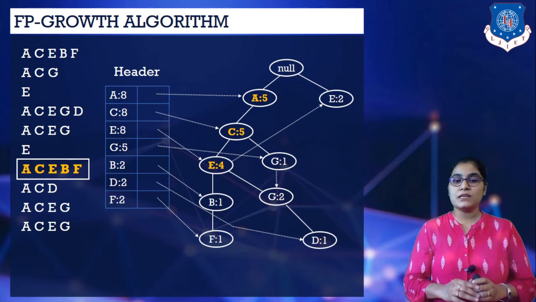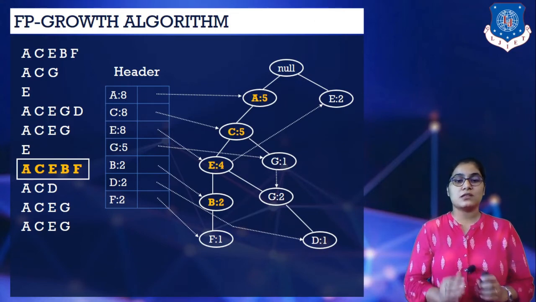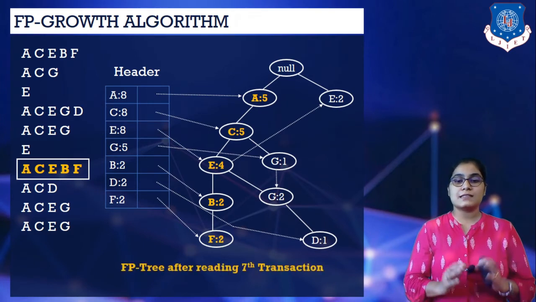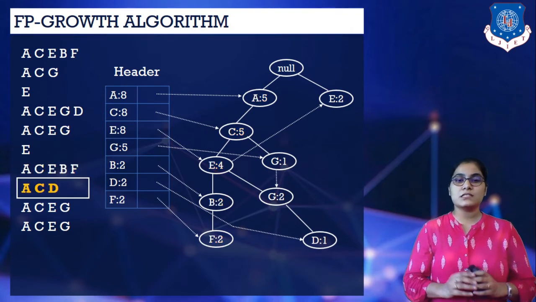Now check for B. We have a connected node B to E, and that's why we just increment the count of node B. Now check for directly connected node F. So we have a directly connected node of F to B, and that's why we just increment the count of node F. So this is how our tree looks like after the 7th transaction. Now let's move forward to the next transaction, which contains item A, C and D.